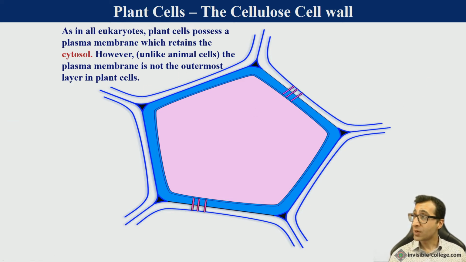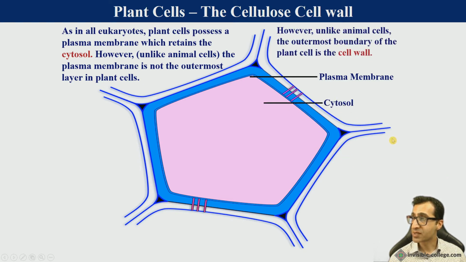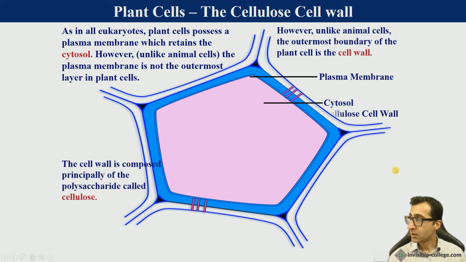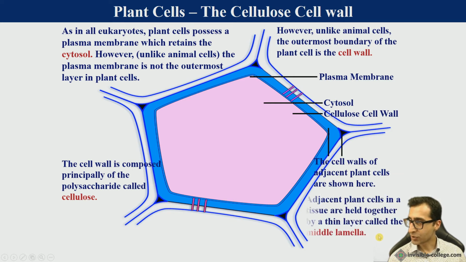So, as in all eukaryotes, plant cells possess a plasma membrane, and within the plasma membrane there is a fluid called the cytosol, within which all of the membrane-bound organelles are suspended. But unlike animal cells, they also have a cell wall around that cell membrane. So here we have the plasma membrane, this thin line here, and the thicker blue line in this highlighted cell is the cell wall, and within we have the cytoplasm. These labels are slightly off, apologies for that.